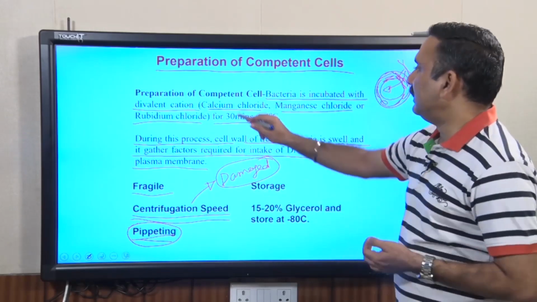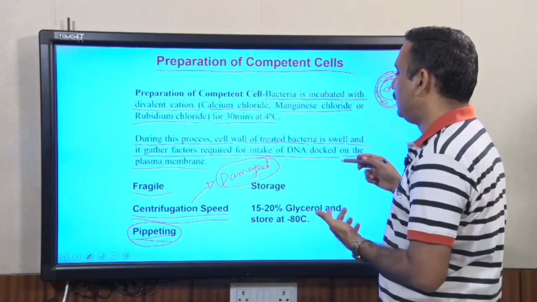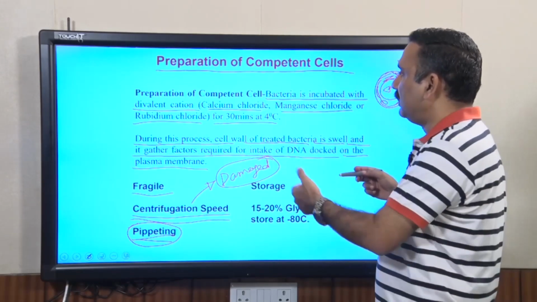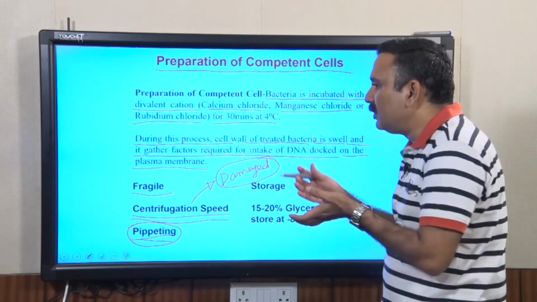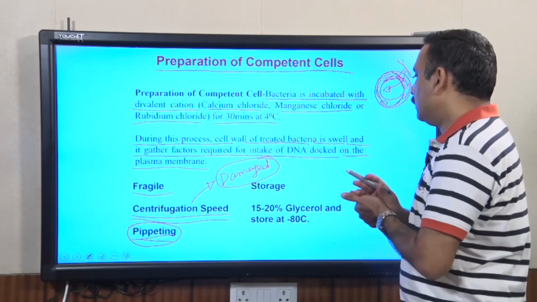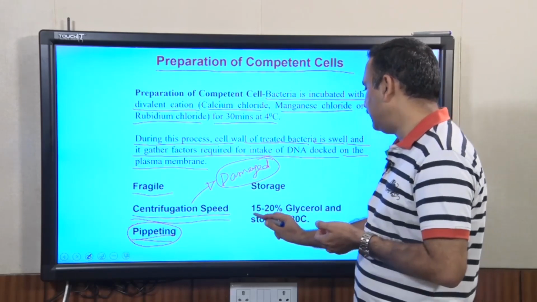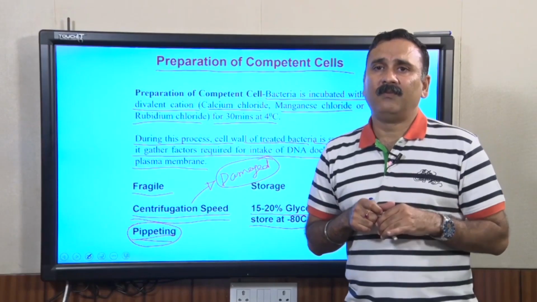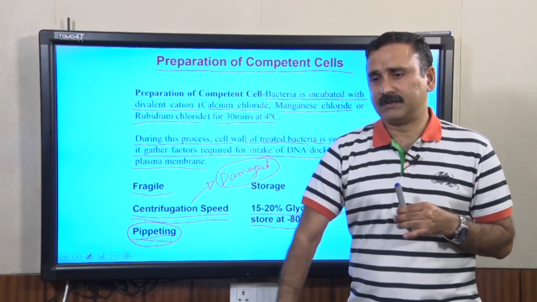Once you incubate these cells with the divalent cations, they will become competent, but you cannot use all the cells in one go, because you are going to prepare a large quantity of competent cells in a single day. So, what you have to do is store these cells in a buffer which contains 15 to 20% glycerol, and then you can store them at minus 80 degrees Celsius, and whenever required, you can take out these cells and use them for the transformations.